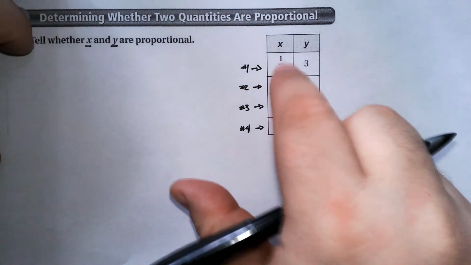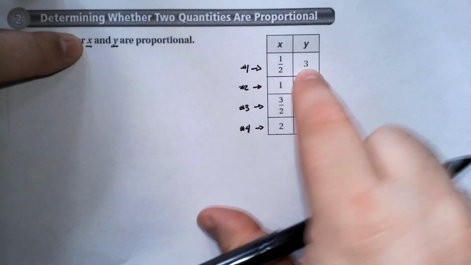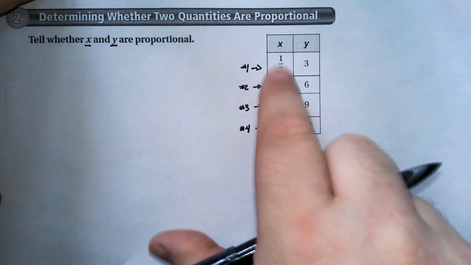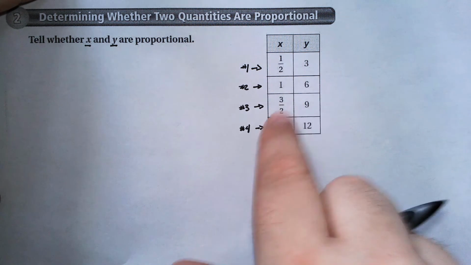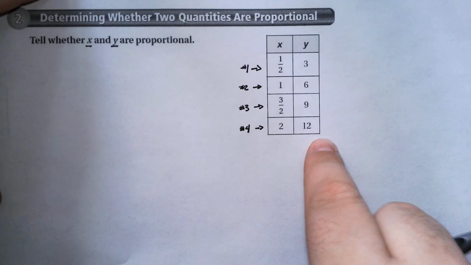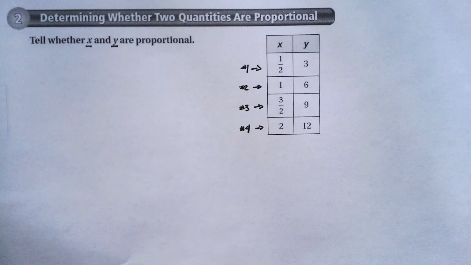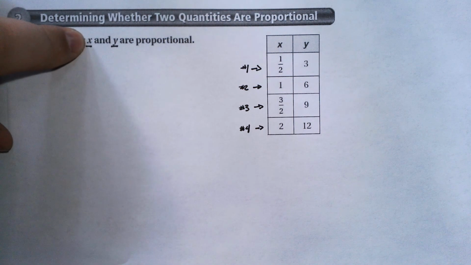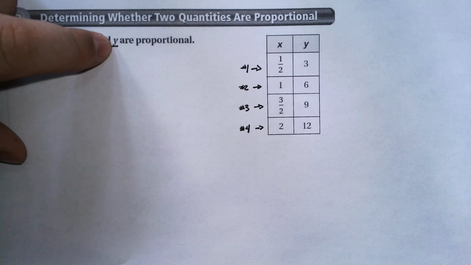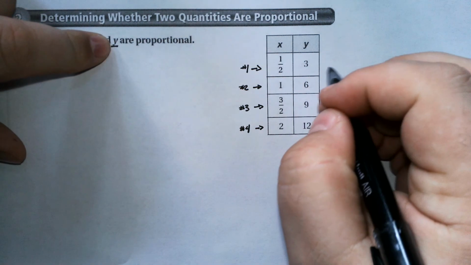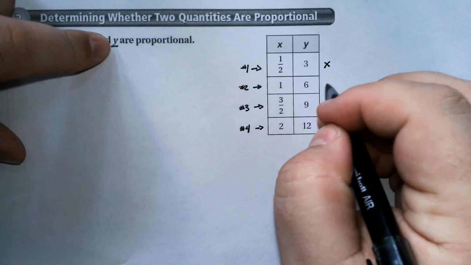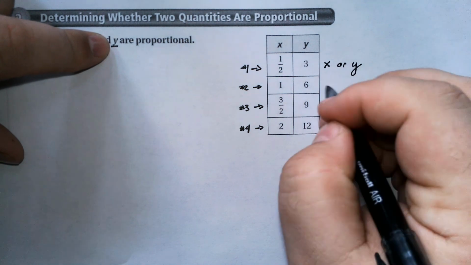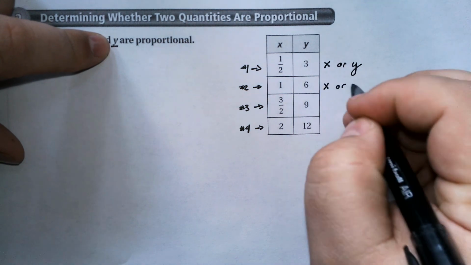So what it looks like is I need to choose a value of x, put it here, choose a value of y, put it here, and determine if they're equal. Well, we can already look at that and see 1/2 is not 3, 1 is not 6, 3/2 is not 9, 2 is not 12. But that's not actually what we're doing. What it's saying is we need to tell whether a ratio of x and a ratio of y are proportional. Really what it means is this is x over y.